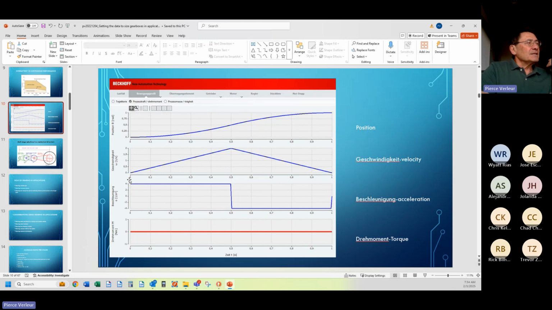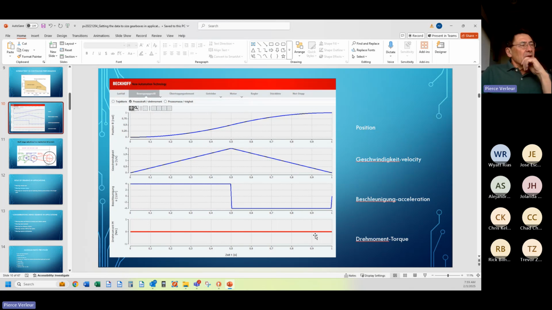Note that the velocity here, this is a point A to point B application. We don't run at constant speed. We just want to get the point from point A to point B. So we went to our maximum speed and started to decelerate. Here is our acceleration, obviously up to the point where we start deceleration. It's positive, then it goes negative. And the torque, look at that, it's constant. Interesting.